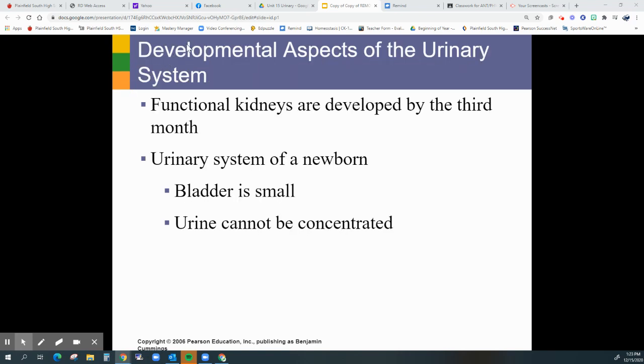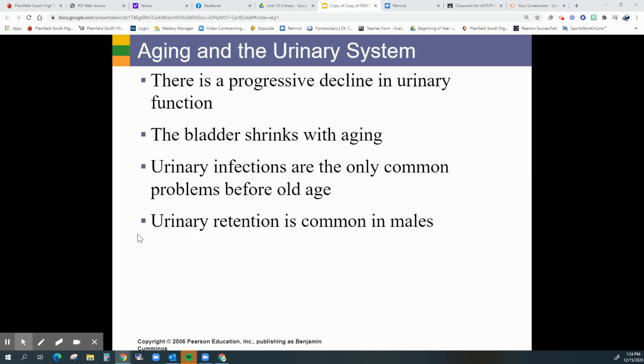All right, finishing up here with some developmental aspects of the urinary system. Functional kidneys start to work about month 3. Now the urinary bladder system of a newborn: the bladder is really small, which is why babies have to go to the bathroom so often. And the urine can't actually be concentrated because the bladder is so small. So most of the time, unless there's some sort of an issue, baby's urine should be pretty clear. If it's really concentrated, then the baby is most likely either dehydrated, or we have some sort of an infection, could be a bladder infection or something that's causing that.